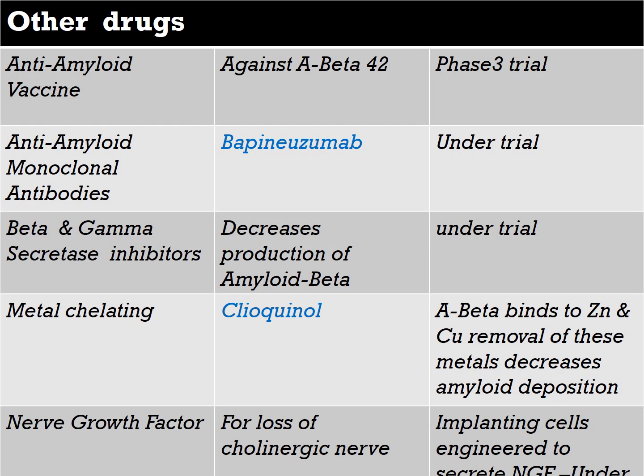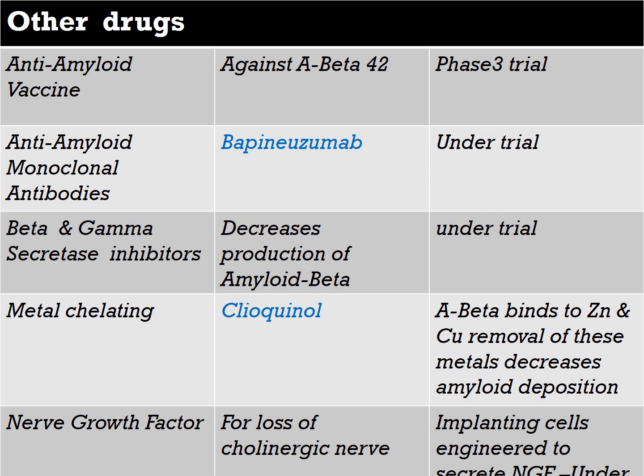And now we have certain other drugs which are in different phases of clinical trial for testing their effectiveness in Alzheimer's disease. The first one is an anti-amyloid vaccine against amyloid proteins like beta 42, and the next is bapineuzumab. It's an anti-amyloid monoclonal antibody. And the third one is beta and gamma secretase inhibitors. That means enzyme inhibitors that decrease the production of amyloid beta, and a metal chelating agent, clioquinol.